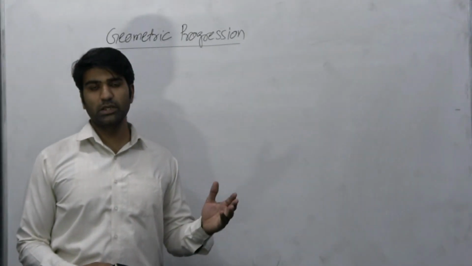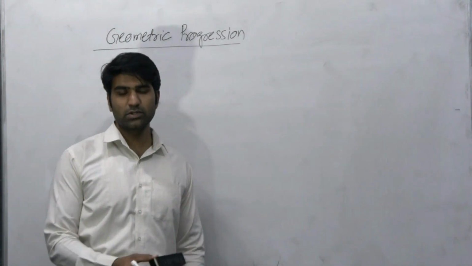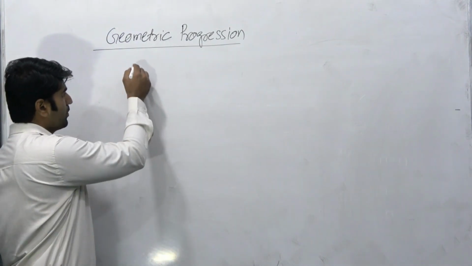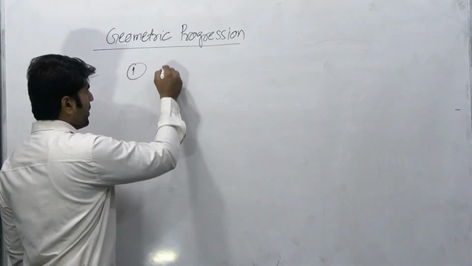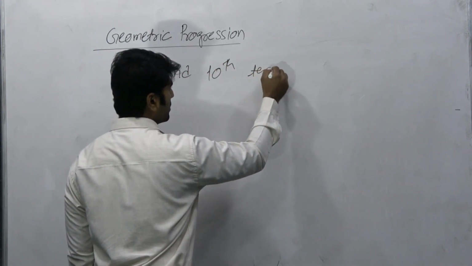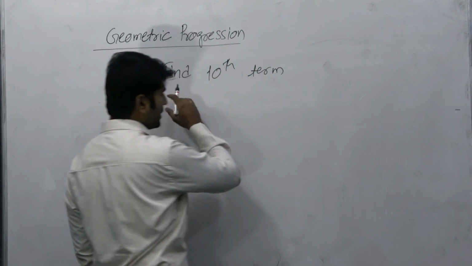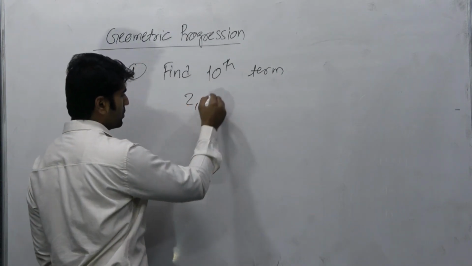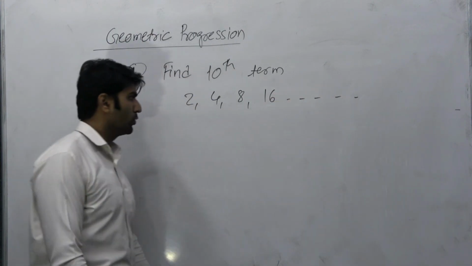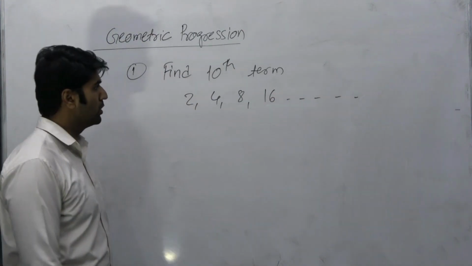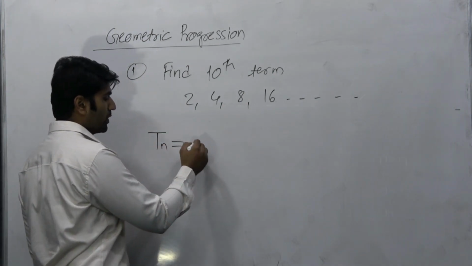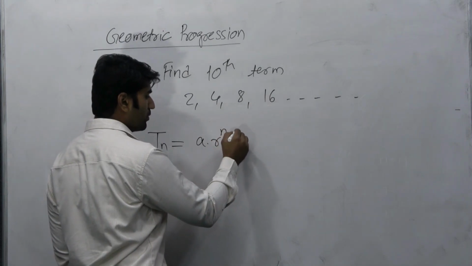So the next progression is geometric progression. Let's solve some examples regarding geometric progression. The first example is: find the 10th term, and the given series is 2, 4, 8, 16 and so on. If we have to find Tn, the nth term, then we have the formula a into r raised to n minus 1.